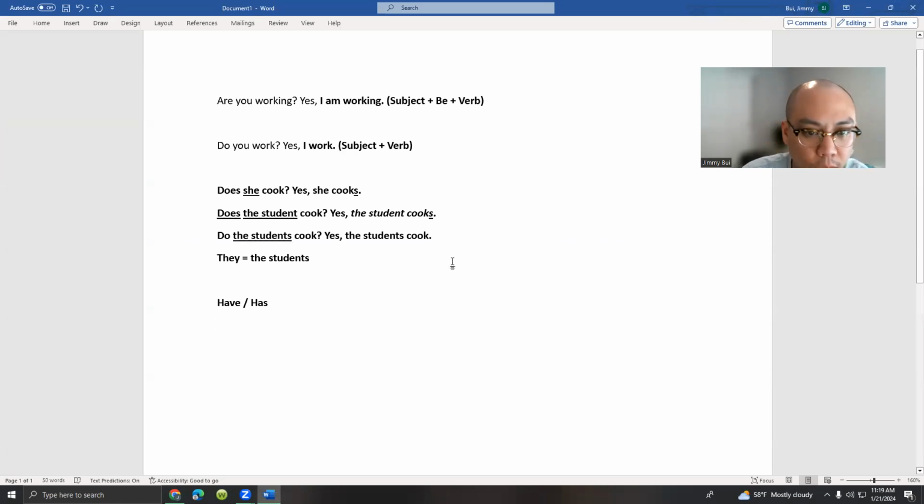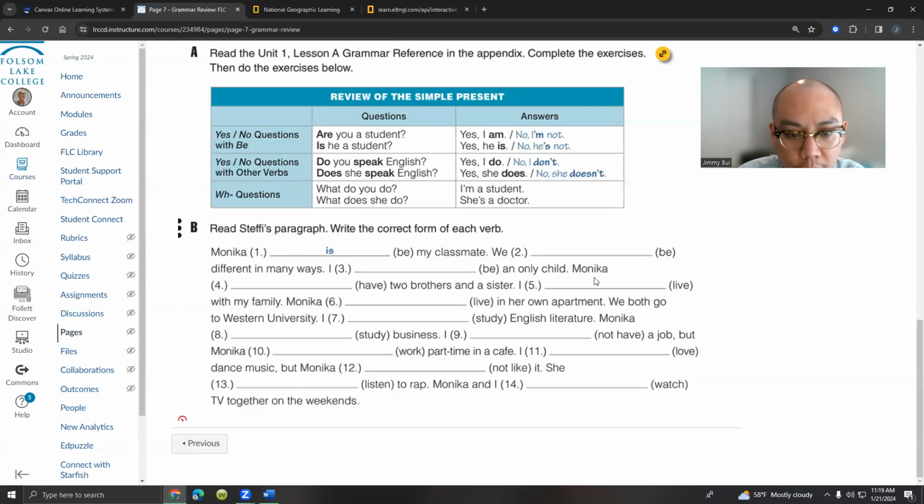So going to number 4, have and has. Okay, this works the same way as the student cooks. I have, you have, she, he, it has. Okay, so Monica has 2 brothers and a sister. I live with my family. Monica lives in her own apartment. We both go to Western University. I study English literature. Monica studies business.